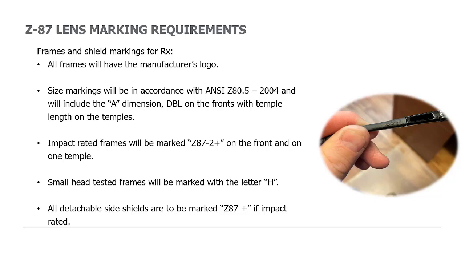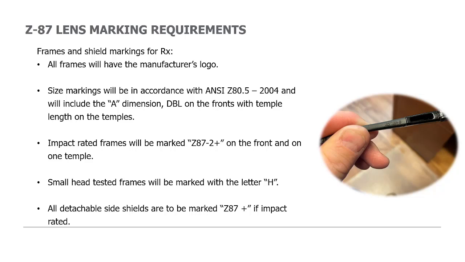So frames and shield markings for our glasses. All frames will have the manufacturer's logo. Size markings will be in accordance with the ANSI standards. Z80.5 2004 will include the A dimension, DBL on the fronts, with temple length on the temples.